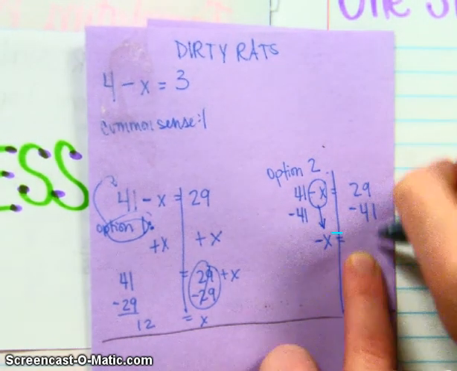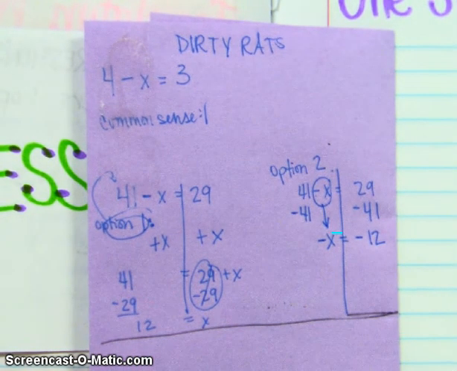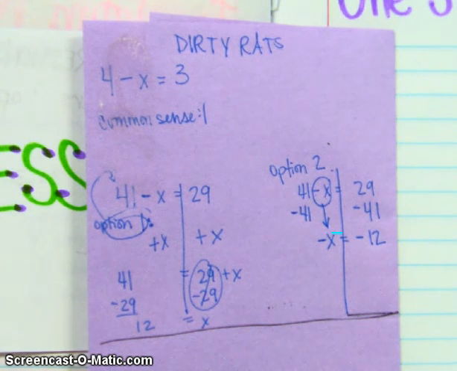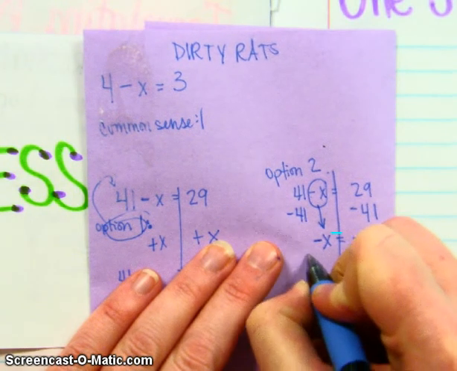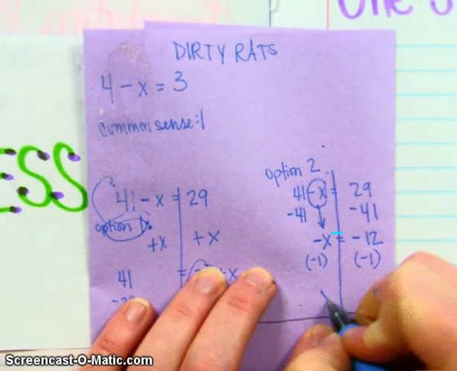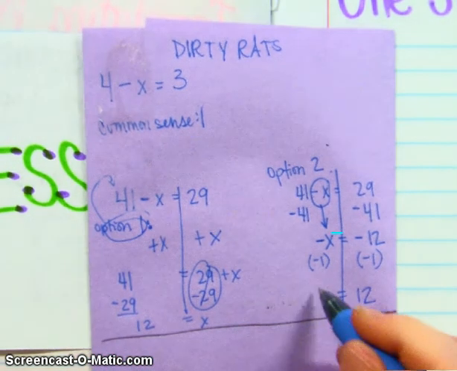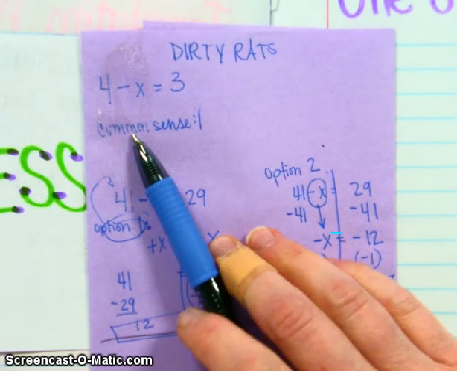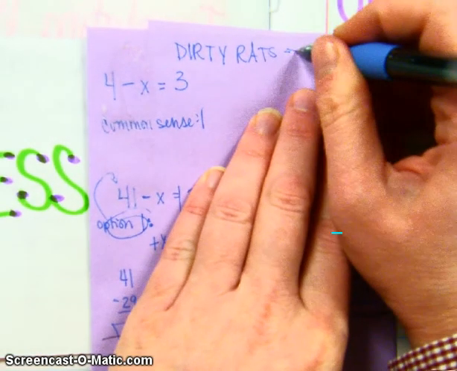Now, 29 minus 41, that is negative 12. However, we don't want to know what negative x is. We don't want to know what the opposite of x is. We want to know what x itself is. So, to get rid of that negative, you've got an option there. You can multiply by negative 1. Make sure you do it to both sides. And you get, for this particular problem, x is equal to 12. So there's two options for how to handle subtracting a variable. This is the dirty rat for subtraction.